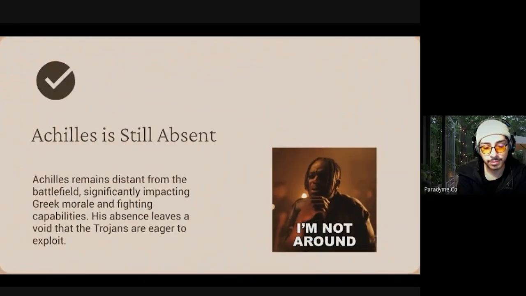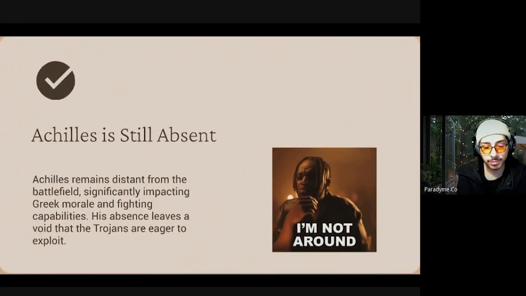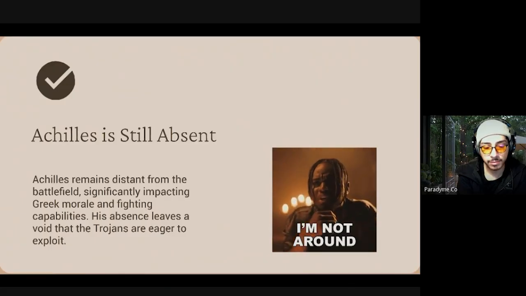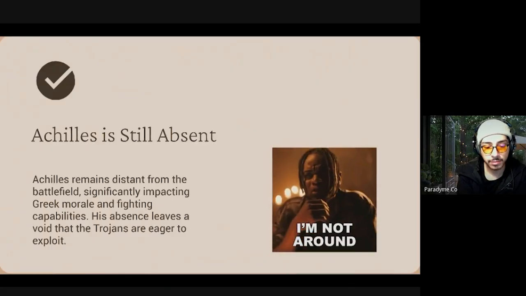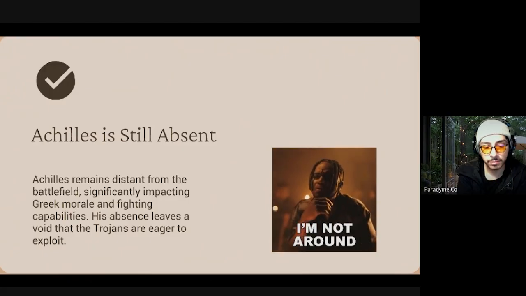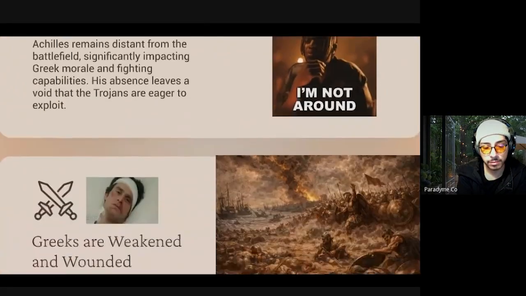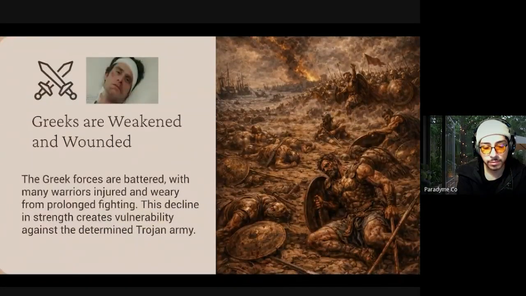So Achilles is still absent. Achilles remains distant from the battlefield, significantly impacting Greek morale and fighting capabilities. His absence leaves a void that the Trojans are eager to exploit. Greeks are weakened and wounded. The Greek forces are battered, with many warriors injured and weary from prolonged fighting. This decline in strength creates vulnerability against the determined Trojan army.